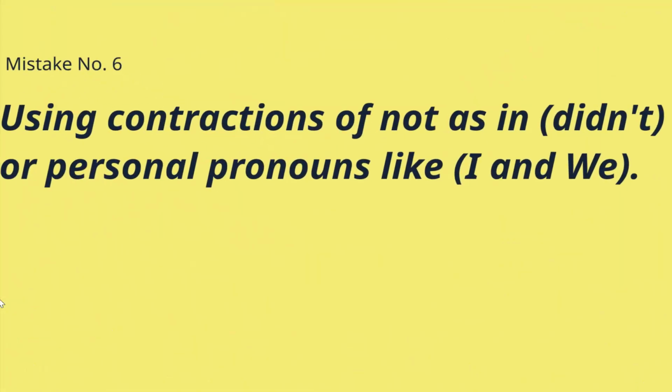Using contractions, not as in didn't, or personal pronouns like I and we. You are not allowed to use contractions, verb contractions like isn't, didn't, won't, okay? You just need to use did not, does not, will not. Okay, and also a very big mistake is to use personal pronouns. This is a report, so please don't provide any personal pronouns like I or we. You can just say it is considered, it is important, it is valuable, like this. But don't say I think it's important, I think it's valuable, and so on. This is common mistake number 6. Let's move on to common mistake number 7.